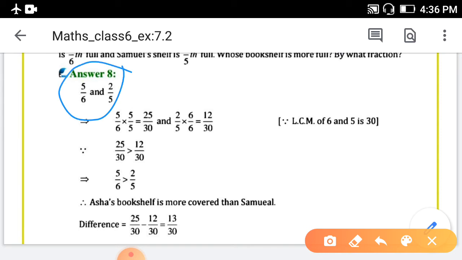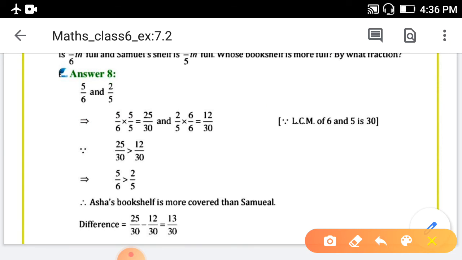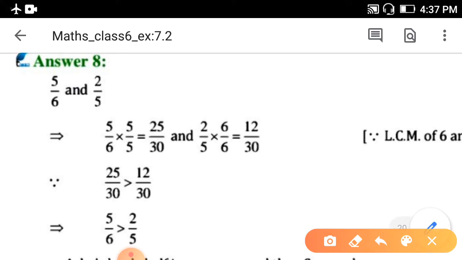So here the fraction of the bookshelf that is filled is given. Asha's bookshelf is filled 5 by 6 portion and Samuel's 2 by 5th portion. So whose portion is greater, whose fraction is greater, you have to find out. It means you have to compare them. So how can you compare? Yes, there is one method. If the denominators are the same, then you can compare them easily. But here denominators are different, so you can make them equal. How? By finding the LCM of their denominators. LCM is 30. So after getting the LCM, you have to make equivalent fractions.